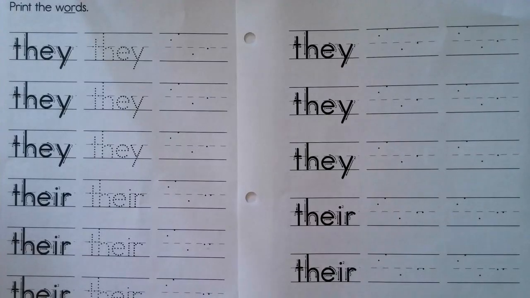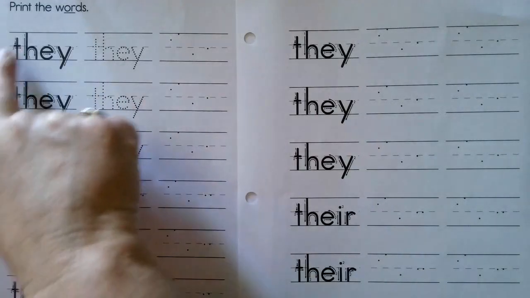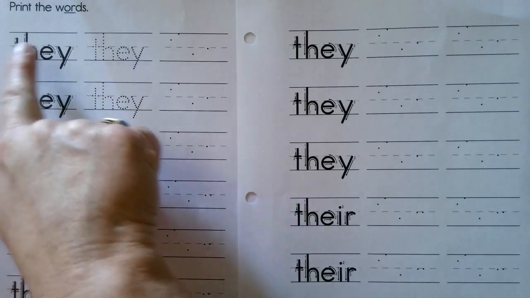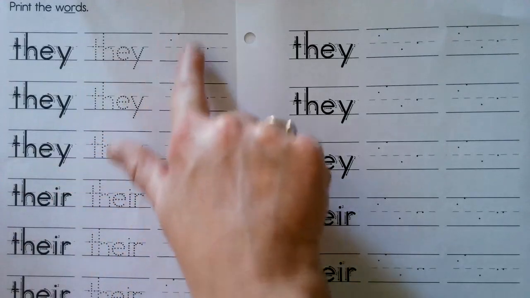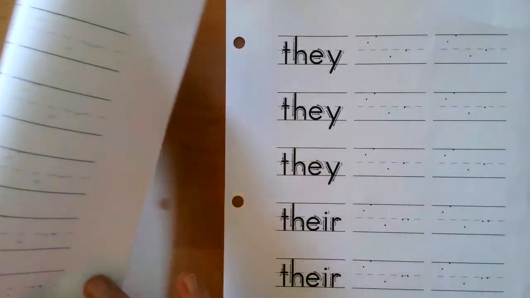Final page from the workbook before we go over the reader and the assessment. It just has to do with the trick words that have been introduced. You could have them trace it. You wouldn't have them say the sounds because the sounds don't match. T-H-E-Y, T-H-E-Y, T-H-E-Y.